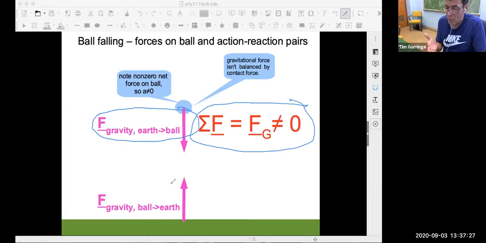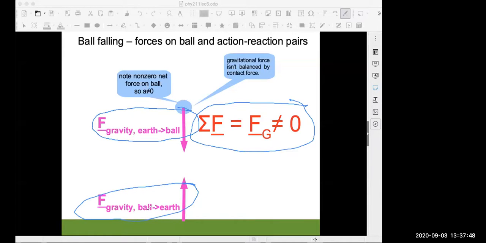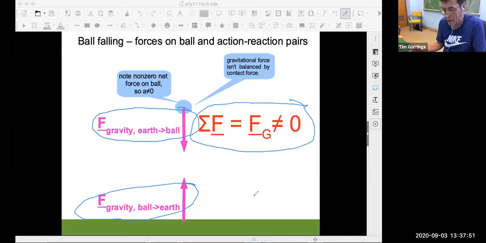That force of gravity on the ball has an action and reaction partner. It's down here, downstairs here. It's the force of gravity exerted by the ball on the earth. And so there's actually now a net force on the earth as well. And that net force on the earth is due to the gravitational force of the ball acting on the earth. And so not only is this interesting to think about, not only is the ball accelerating downwards due to the pull of the earth, but the earth is accelerating upwards due to the pull of the ball.